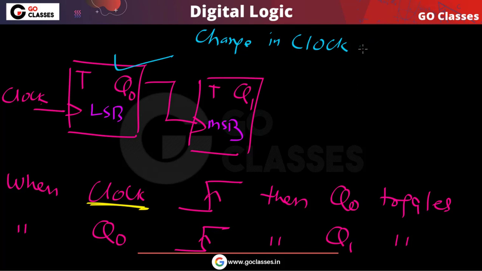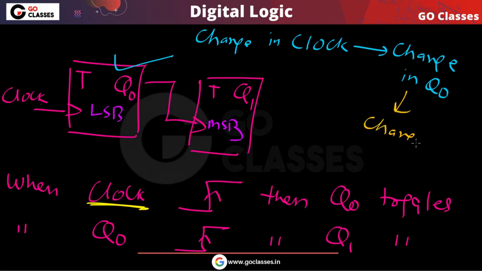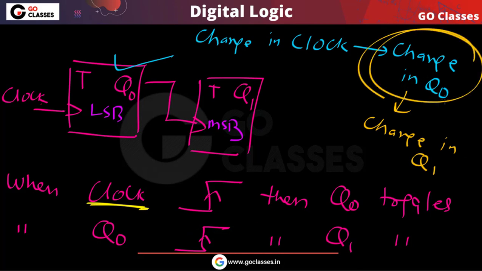So a change in clock immediately implies a change in q0. First q0 will change, and once q0 changes, then q1 will change. You can notice first q0 will change for a moment, and then q1 will change.